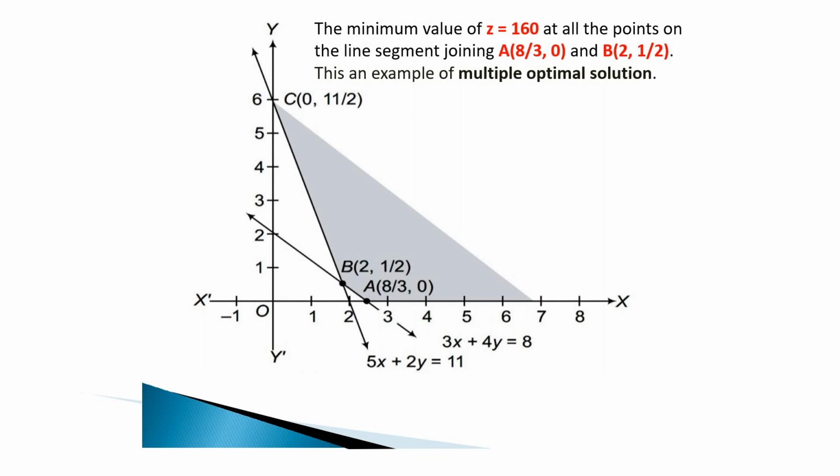So the minimum value of z is 160 at all the points on the line segment joining A equal to (8/3, 0) and B (2, 1/2). So once again we have example of multiple optimal solution.